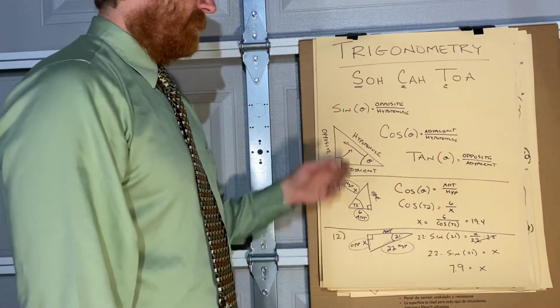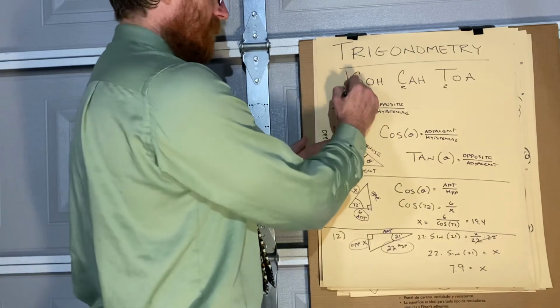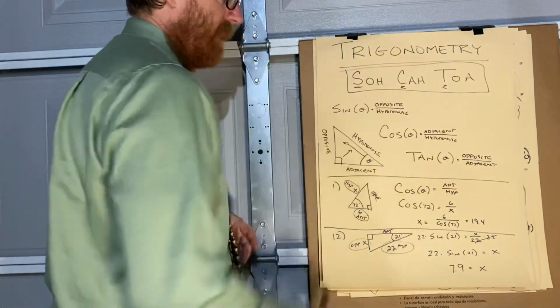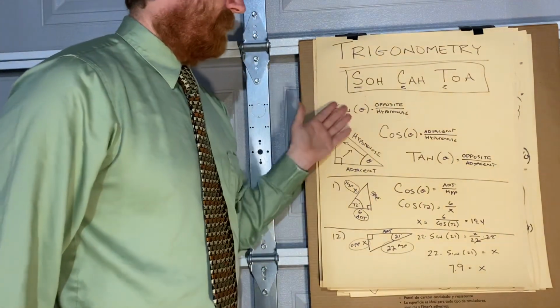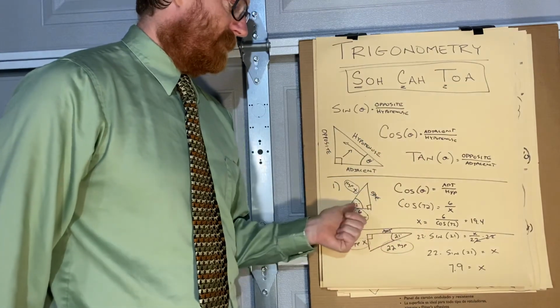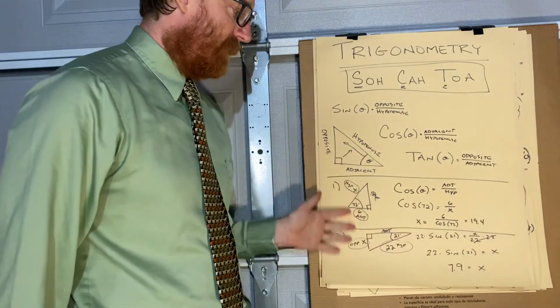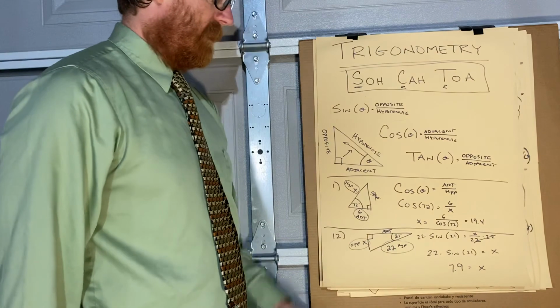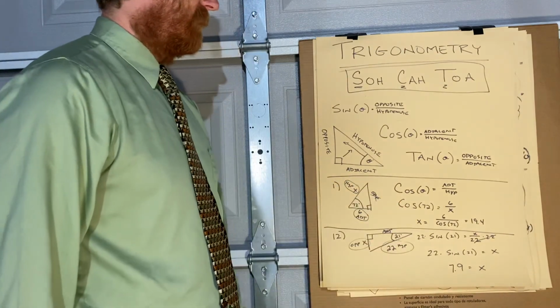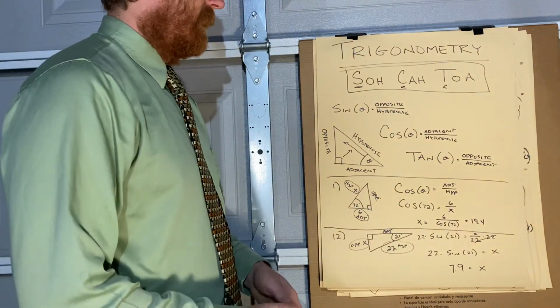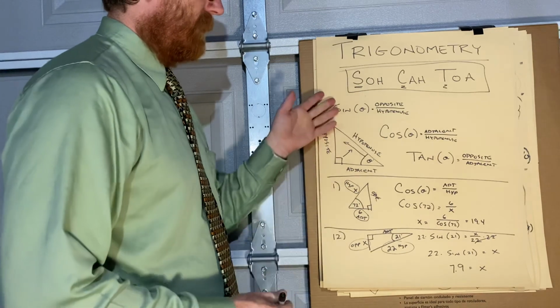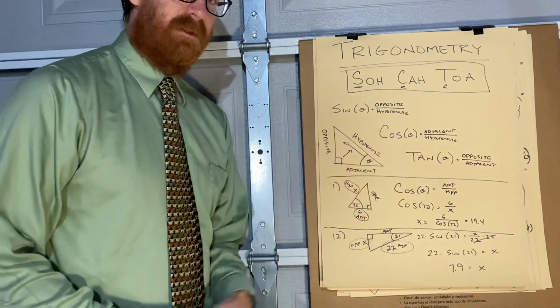Should be a good review. Remember SOHCAHTOA. If you can remember SOHCAHTOA, you can set up these equations. You can figure out which function you need to use out of sine or cosine depending on what information they give you. Set up the equation, solve for x, and you're done. It's really not that hard once you understand how to create these equations with the information given.